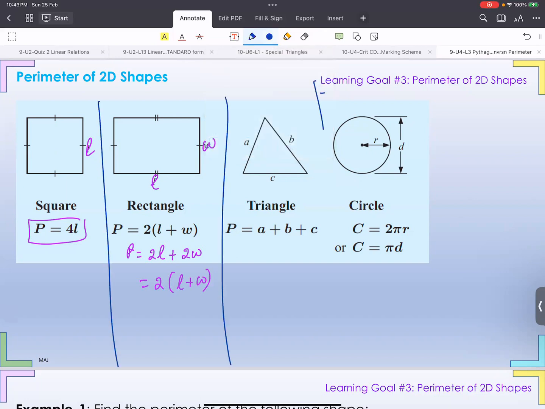Perimeter of a triangle, pretty much add all the 3 sides. For a circle, it's either 2 pi r or pi multiplied by d. 2 pi r is basically 2 multiplied by r multiplied by pi, and that twice of r is nothing but the diameter, okay? So that is the circumference.